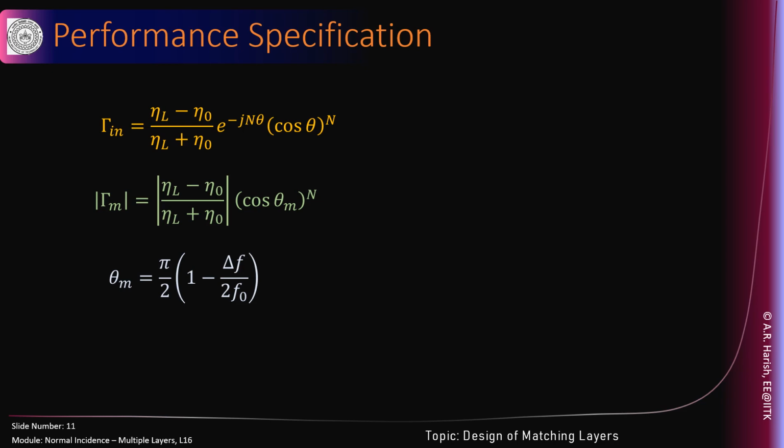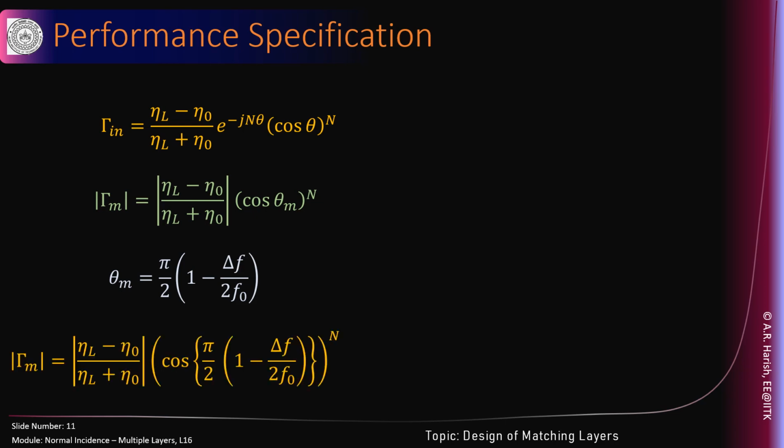So if I know mod gamma m, I can calculate theta m. If I know theta m, I can calculate delta f by f naught, the fractional bandwidth. If I know fractional bandwidth, that is delta f by f naught, I can calculate theta m, and I can also calculate the value of mod gamma m. So mod gamma m can be written in terms of delta f by f naught. So they are not independent of each other.